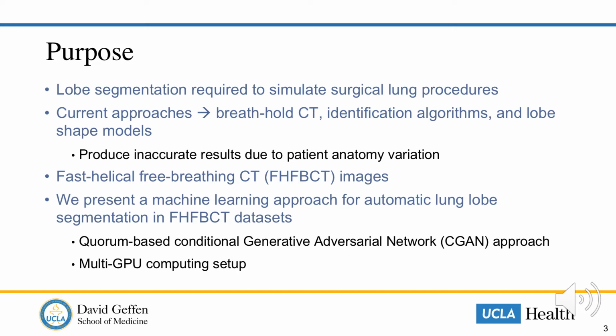The fast helical free-breathing CT scans acquired for model-based CT are free from sorting artifacts, acquired over a number of breathing cycles, and deliver relatively low dose. In this study, we present a machine learning approach for automatic lung lobe segmentation in free-breathing CT datasets using a quorum-based constrained generative adversarial network approach and multi-GPU computing setup.